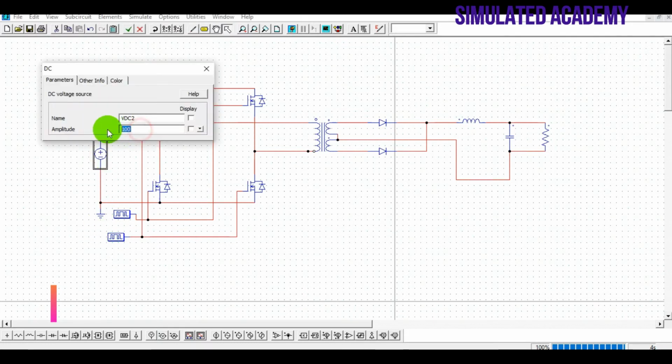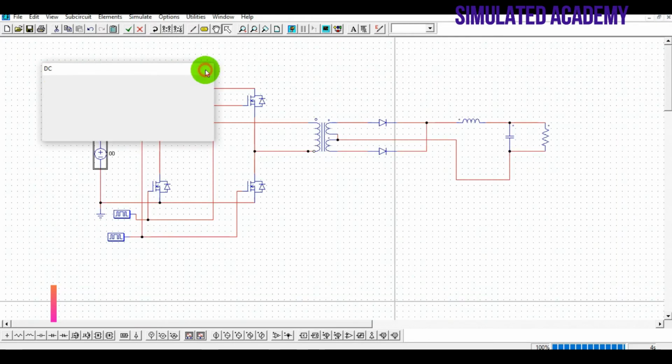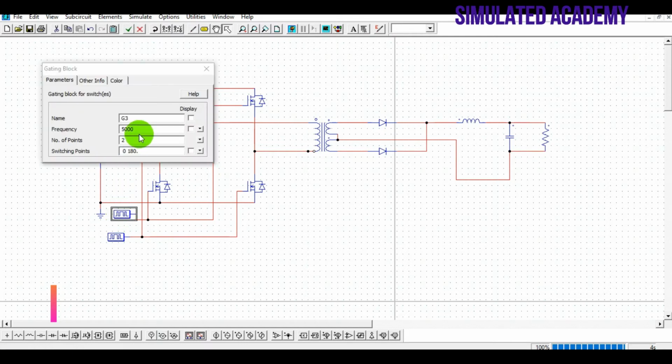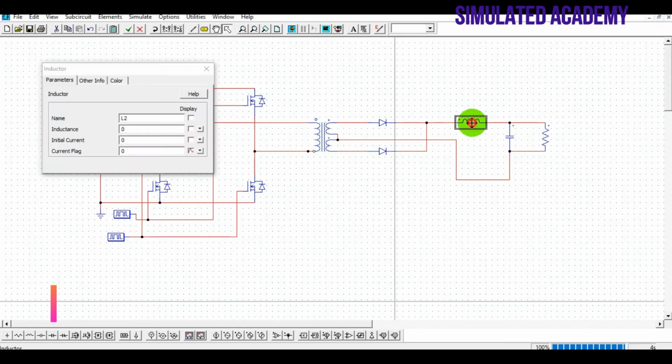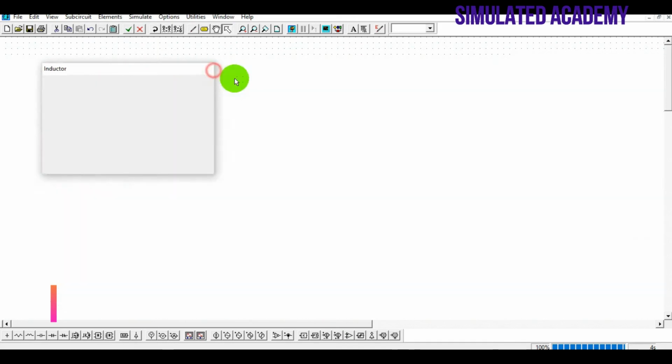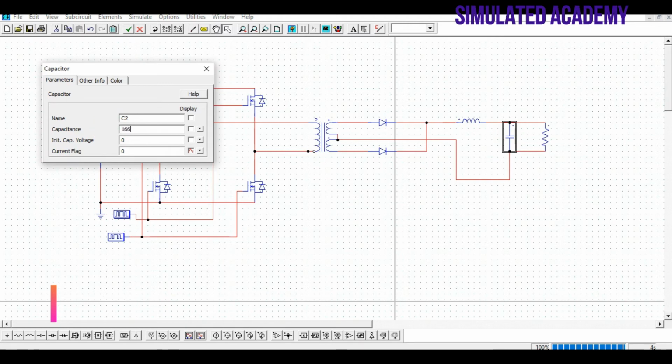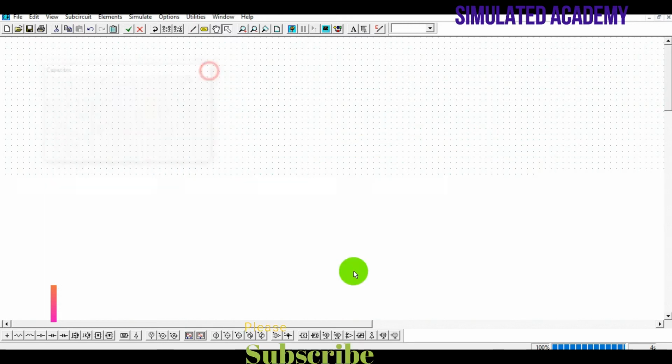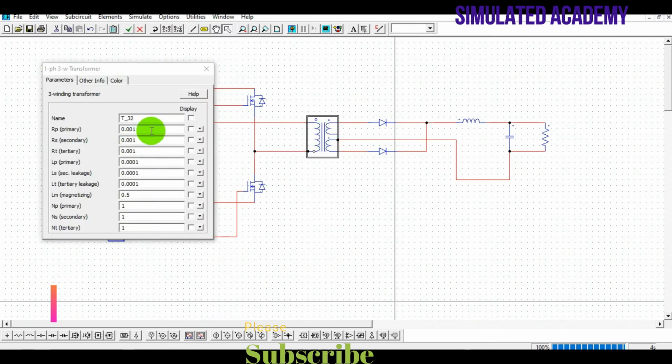Just change the values. Your input voltage is 24 volt, and mark this to show the input voltage. Check the gating blocks. Change the frequency to 100k and leave this one as is. This 0 to 180 degree shows that your duty cycle is 50%. Similarly, doing it for this one, change it to 100 kilohertz, but make sure that you change this to 180 to 360. Now this is done. Put the inductor value of 1.5 henry, and the capacitor value of 166.7 nanofarad.